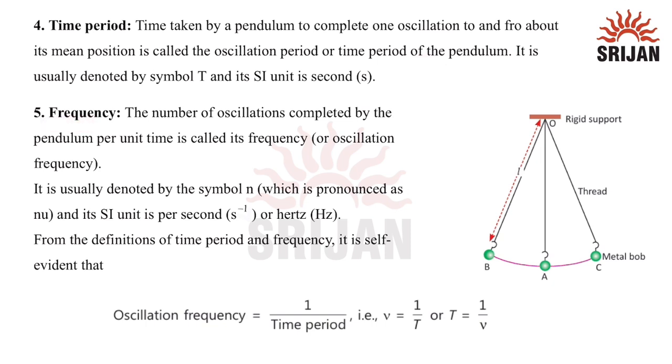Fifth is the frequency. The number of oscillations completed by the pendulum per unit time is called its frequency or oscillation frequency, usually denoted by the symbol nu. The SI unit here would be per second or second inverse or hertz. From the definitions of time period and frequency, it is self-evident that oscillation frequency would be equal to 1 upon time period. That is, frequency is equal to 1 upon time period, or I can say time period would be equal to 1 upon frequency.